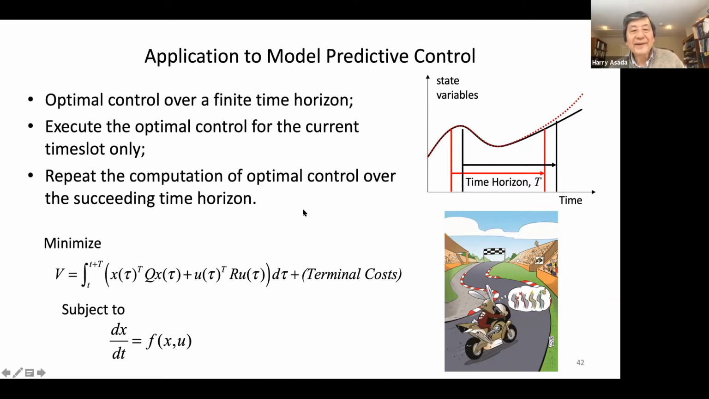But we look at the finite time horizon. Starting here, with the current state here, over the following capital T seconds, we'd like to optimize some performance index like this. We'd like to find the control input to achieve this. And then we execute only the first segment of this control. This gives you u(t+1), u(t+2) for the future, but we execute only u(t), the current step.